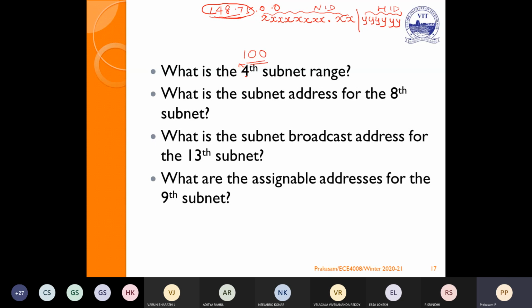Now substitute the fourth subnet in binary. Kindly keep in mind, you should always start filling from the LSB. So this 0 will come here, then 0, 1, and the remaining 7 zeros. For the subnet ID, all the host bits are 0.